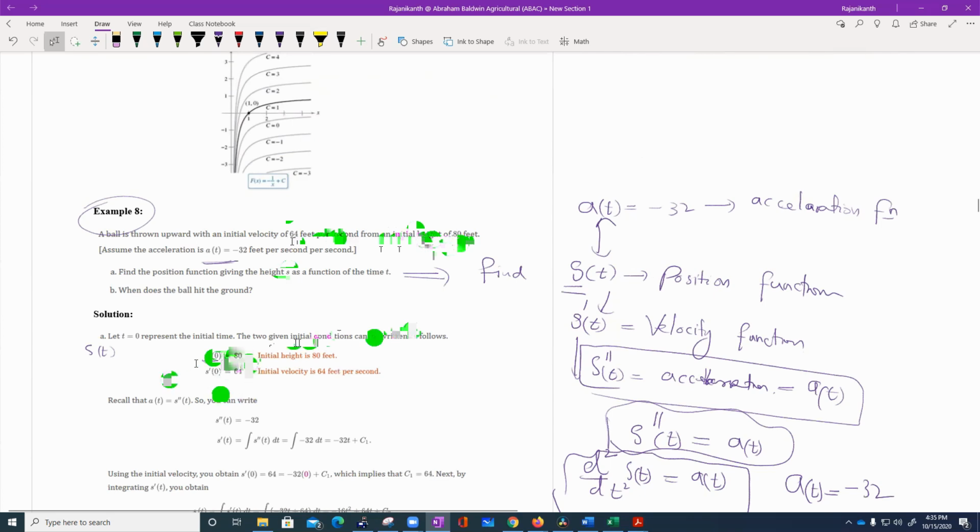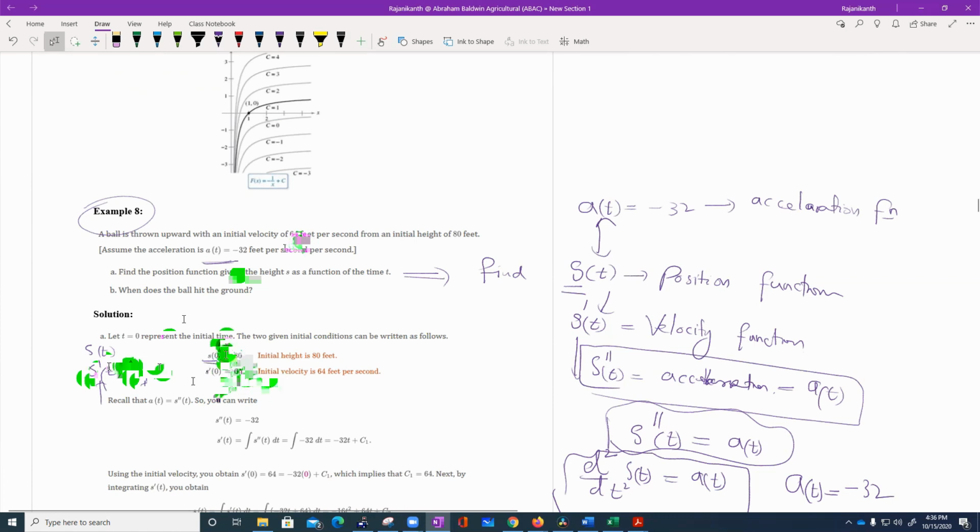Remember I told you, if s is a position function, s prime is going to be the velocity function, right? They are given the velocity also. You see now, the velocity of the ball at the beginning is 64. Therefore, s prime at 0 is also known, which is 64.